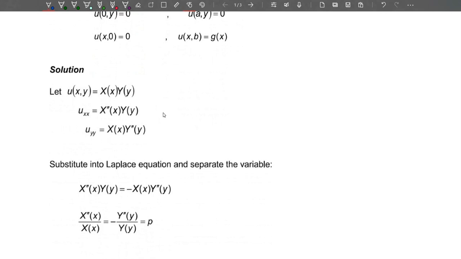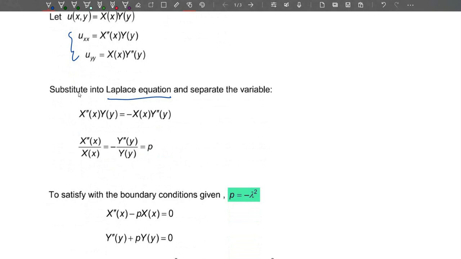Okay, first we need to let u(x,y) equal to X(x) times Y(y). Therefore, uxx equal to X double prime(x) Y(y), and uyy equal to X(x) Y double prime(y). Next we substitute both here into the Laplace equation and separate the variable. And here we have X double prime(x) Y(y) equal to negative X(x) Y double prime(y) based on this equation. Okay, that has been rearranged into this one.